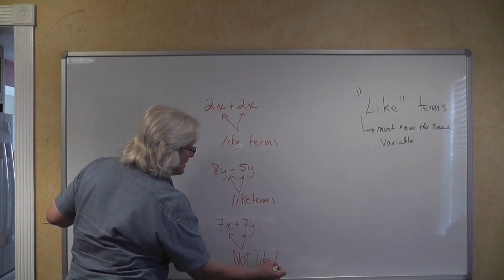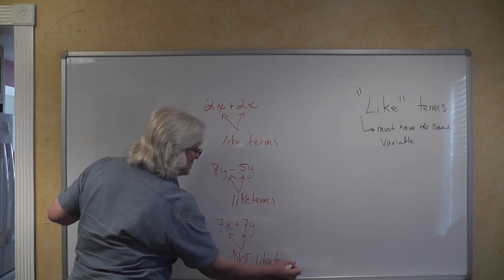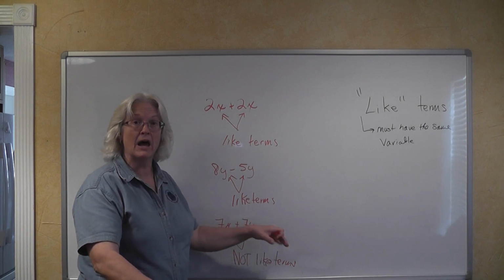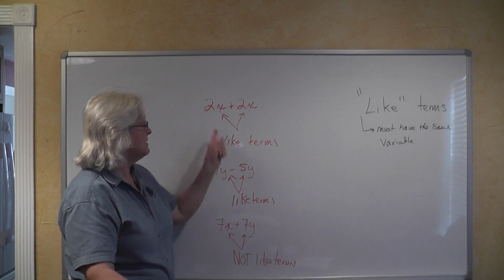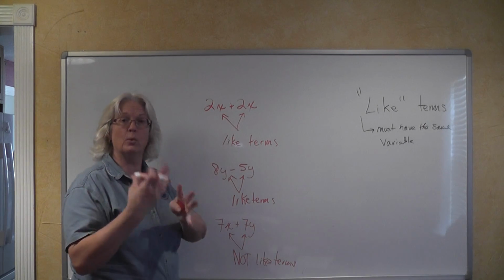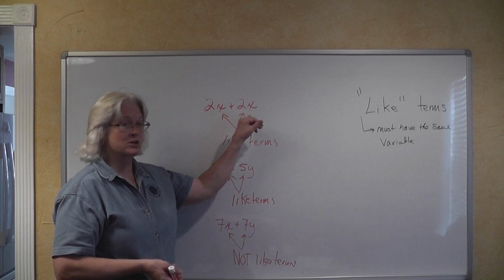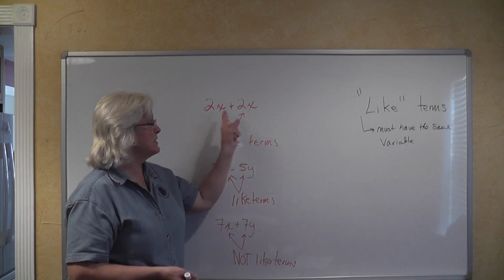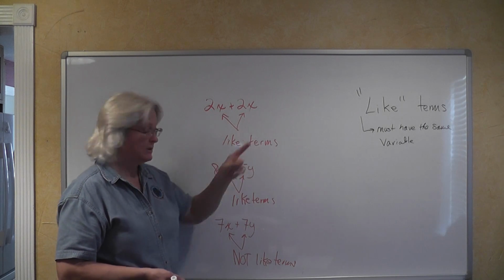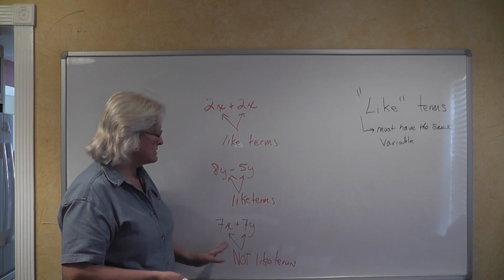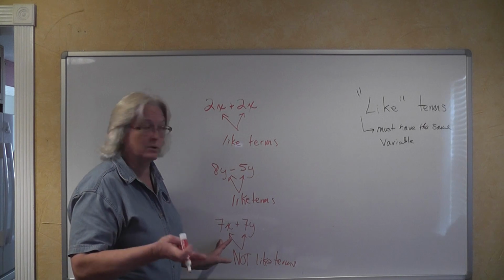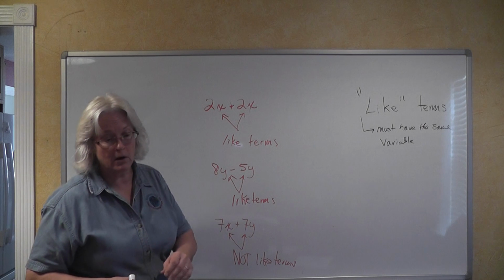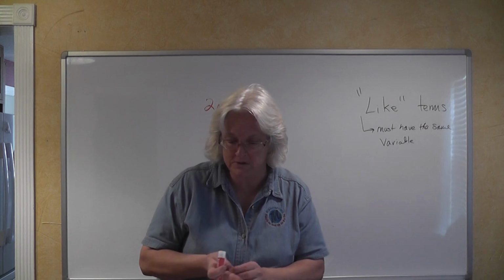And they also call them unlike terms. Not like terms. This would be like saying 7 dogs plus 7 cats. You can't combine them. This up here, it's just coincidental that the coefficient, or that number in front of the variable, is the same, because this says 2 cats plus 2 cats is 4 cats. So you can add those. This is like saying, again, 7 fish plus 7 cows. You cannot combine them. So that's what we're talking about with like terms.